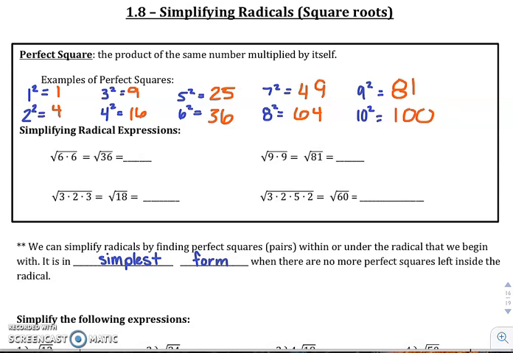So when you're simplifying radicals, that's what you're looking for underneath there. Like the square root of 36 is really just 6 times 6. So that pair is what the square root of 36 equals.